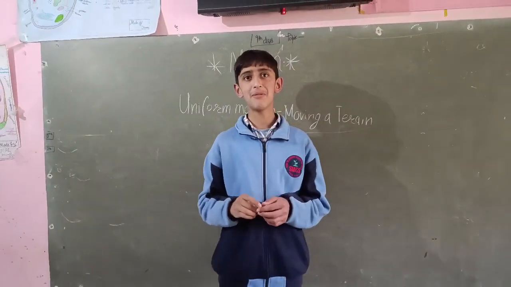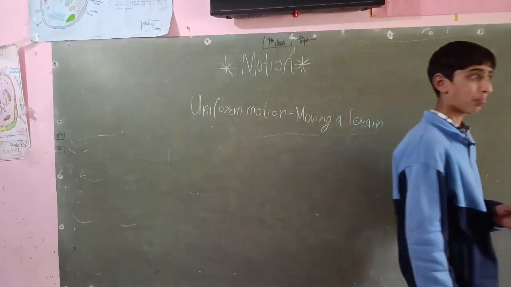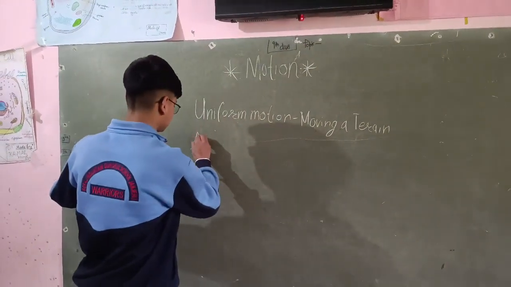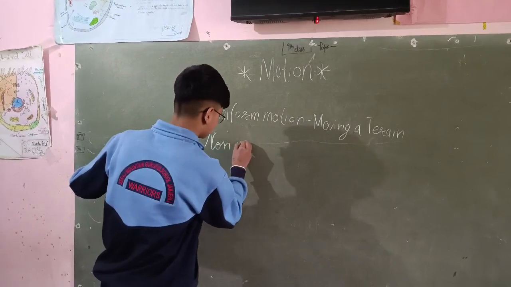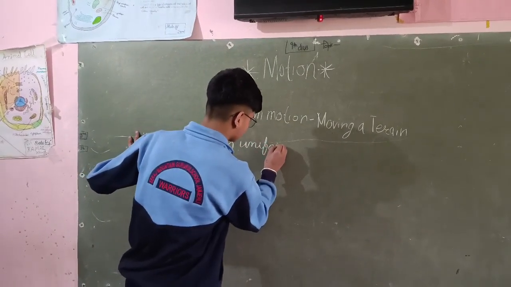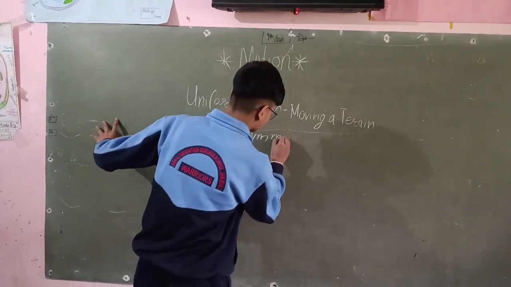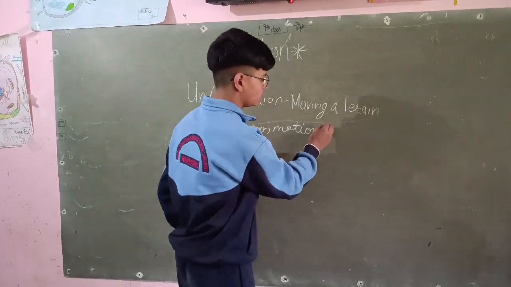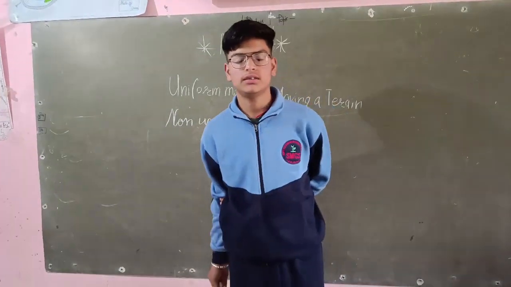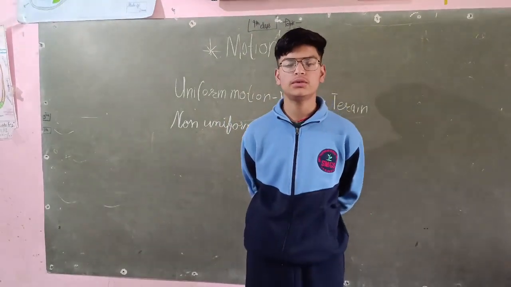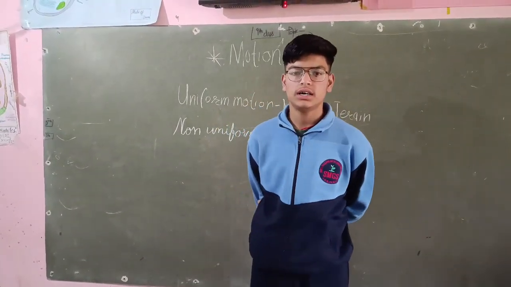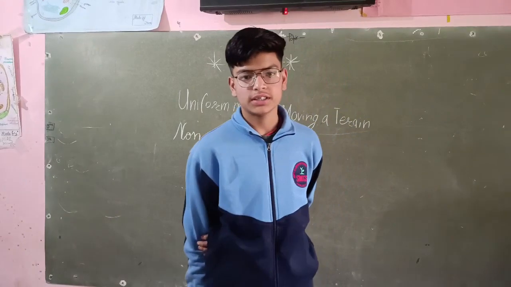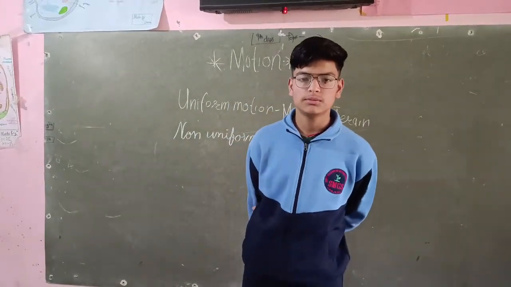Now Deepak will tell you about non-uniform motion. A motion is said to be a non-uniform motion if a body covers unequal distance in equal interval of time. For example, a bus is moving on a crowded road.